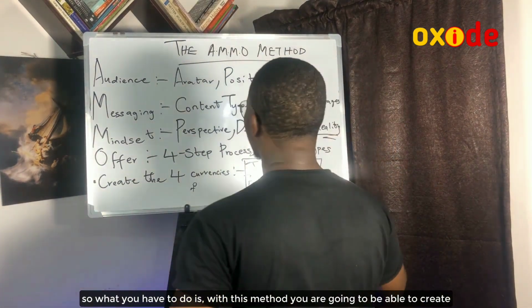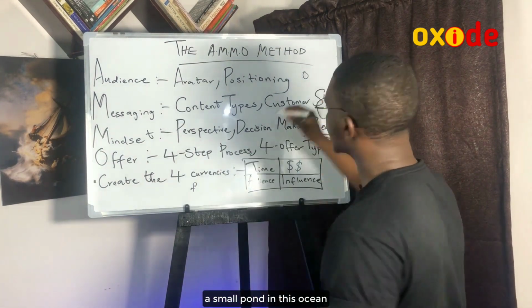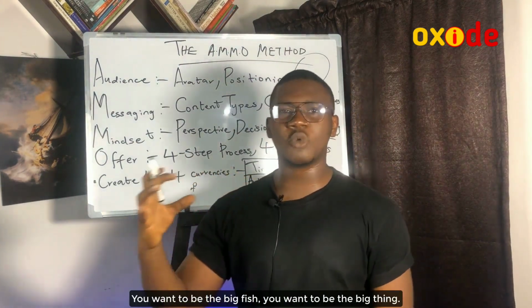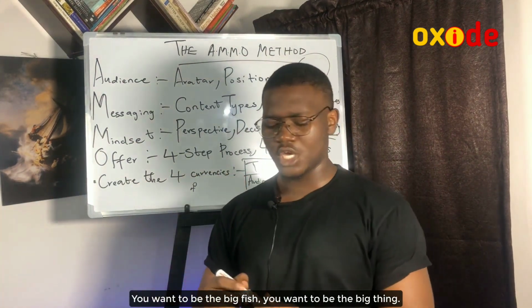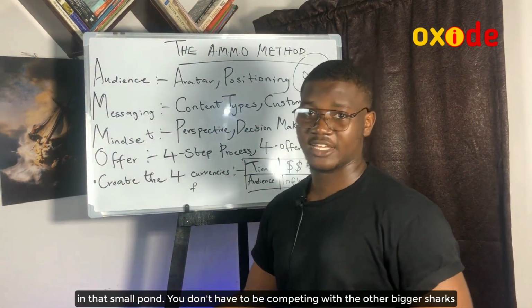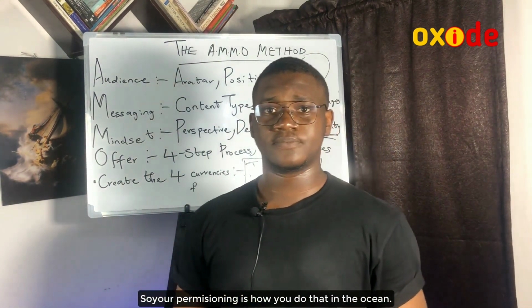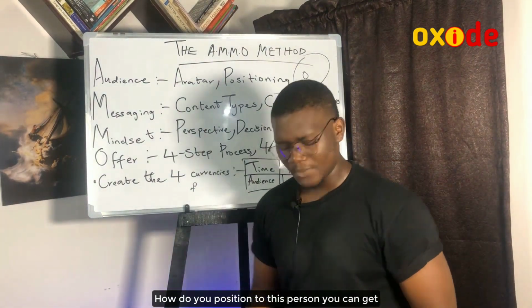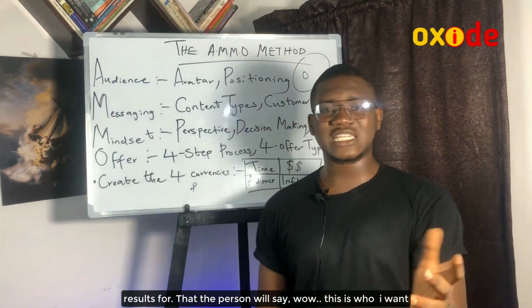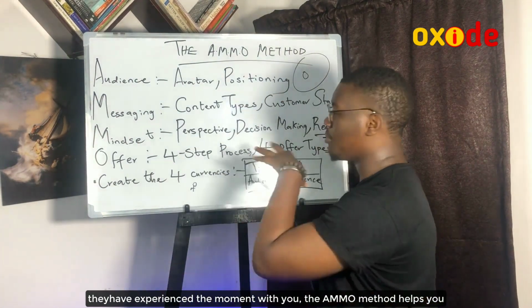So what we want to do with this method is create a small pond in this ocean of entrepreneurs with big budgets. In that small pond you've created, you want to be the big fish. You want to be the shark in that small pond. You don't want to be competing with the other bigger sharks in the ocean. So your positioning is how you do that. How do you position yourself to this person you can get results for, so that the person will say, whoa, this is who I want to work with, and experience the moment with you? The AMO method helps you do that.